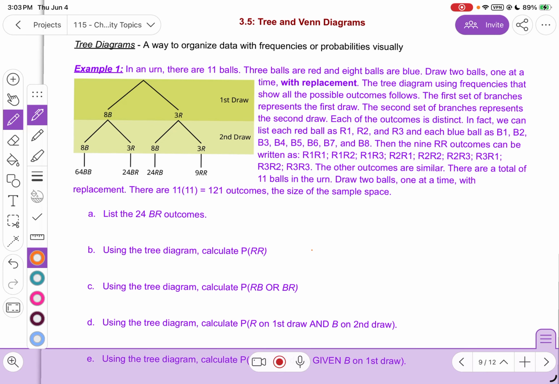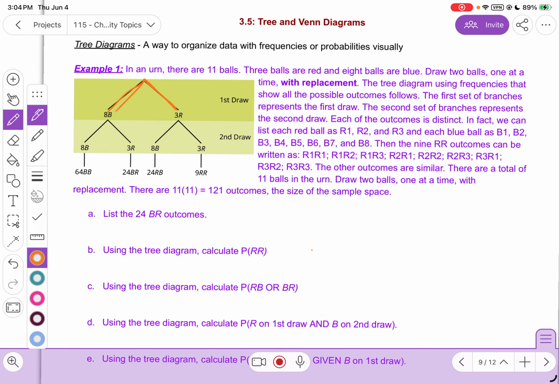All right, this video is going to talk about 3.5 and how to use tree diagrams and Venn diagrams for probability. So a tree diagram is a way to organize data with frequencies or probabilities visually. And it's called a tree because it connects things using branches. And each set of branches needs to add up to 1 or 100%.